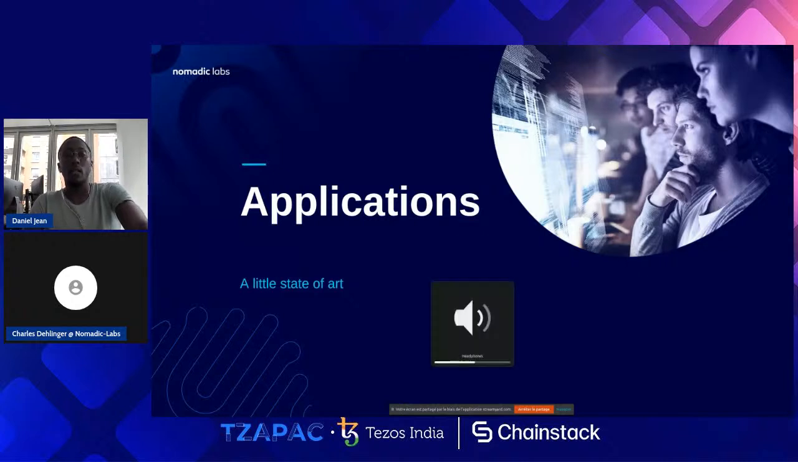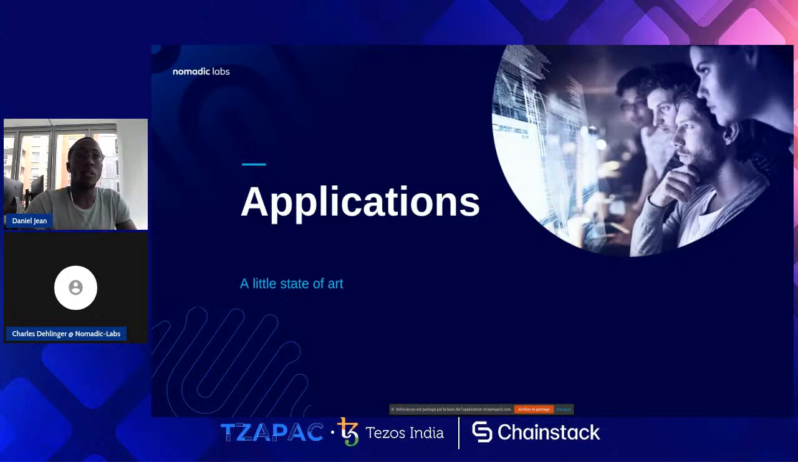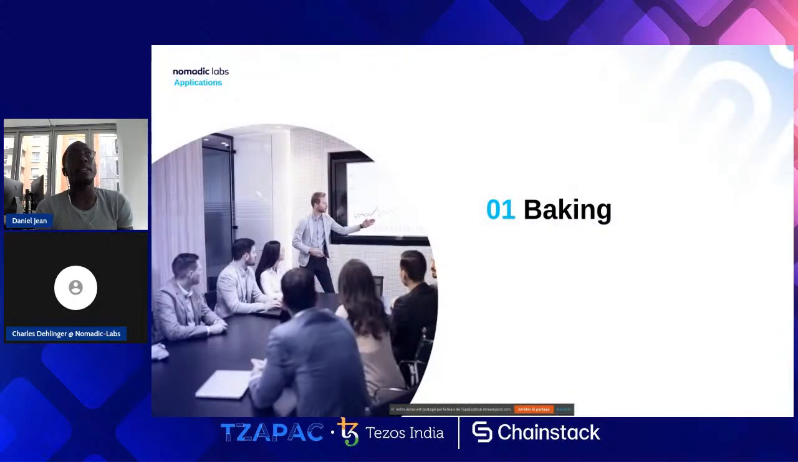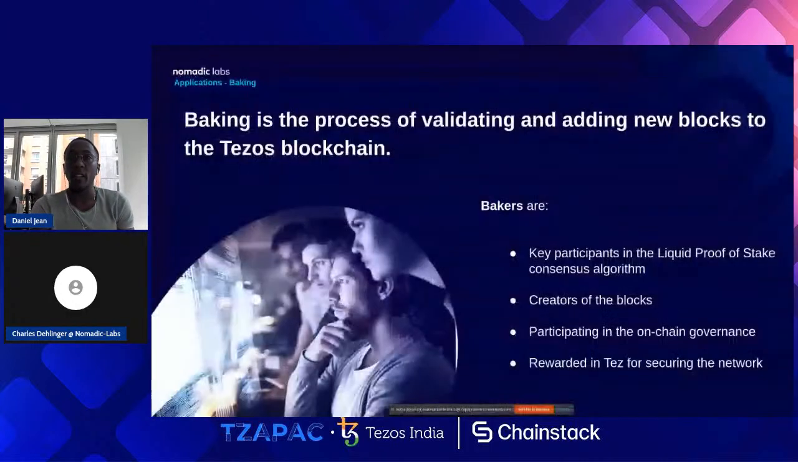Okay, perfect. So now I'm going to give you a quick overview of what is currently available on the Tezos blockchain and what are the core underlying features and concepts. So first of all, baking. Baking can be considered as the first native application on the Tezos blockchain. We can say that baking is the process of validating and adding new blocks into the Tezos blockchain. Bakers are key participants in the liquid proof of stake consensus algorithm, since they are responsible for the transaction verifications and their broadcasting to the entire network.